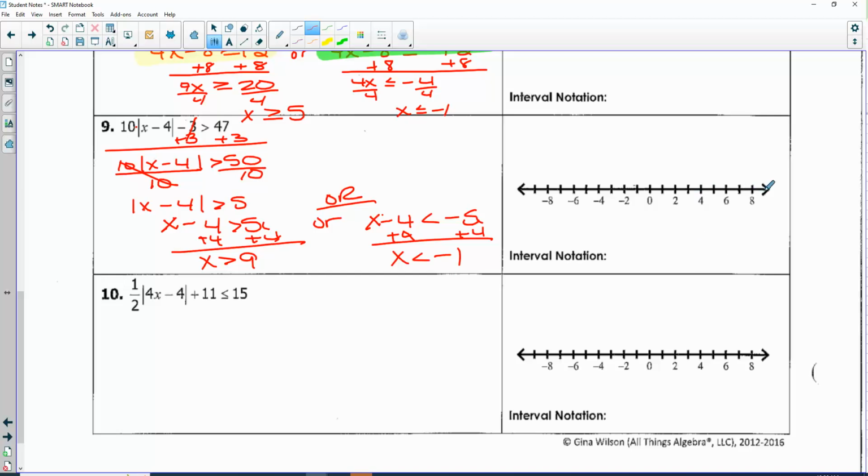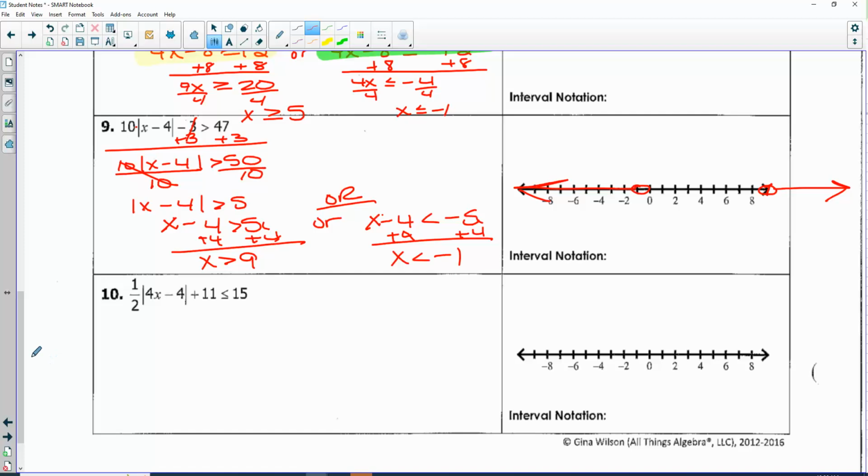All right, greater than 9. I need to add a point. That would be an open circle at 9 going to the right. Less than negative 1, so open circle at negative 1 going to the left. Or, so we expect two separate pieces. All right, that one was a little rocky. Let's do the next one.